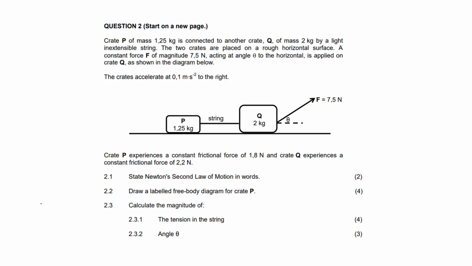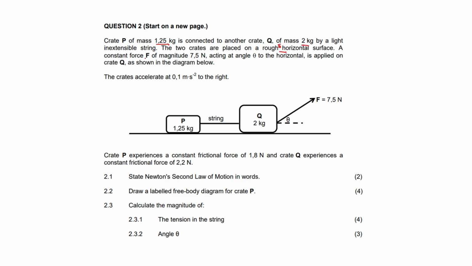Hi guys, let's take a look at this question where we have crate P with a mass of 1.25 kgs, and they also give it in the nice diagram there, that is connected to another crate Q with a mass 2 kgs by a light inextensible string. The two crates are placed on a rough horizontal surface. What does that mean? There's probably going to be some friction, all right?